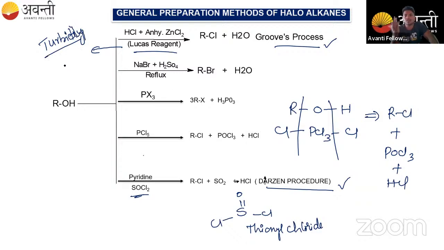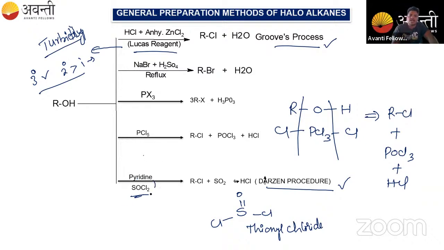What is turbidity? Foam forming. Tertiary will give first, secondary next, primary will not give. Tertiary alcohols give more and faster turbidity, secondary gives a bit less than tertiary, and primary will not give any turbidity. So to test alcohols, Lucas reagent is helpful. If you get turbidity very fast, that is a tertiary alcohol. If you get it after 5 minutes, that is secondary. If you get no turbidity, that is primary alcohol.